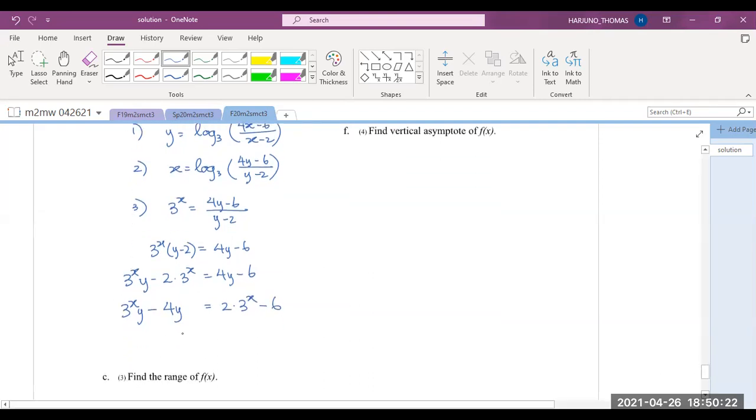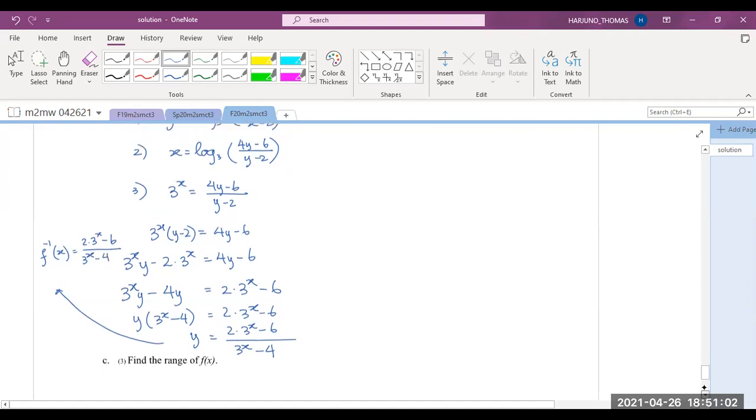Factor the y. So the y is 2 times 3 to the x minus 6 over 3 to the x minus 4. Okay, therefore the inverse function will be 2 times 3 to the x, that's not 6 to the x, minus 6 over 3 to the x minus 4.